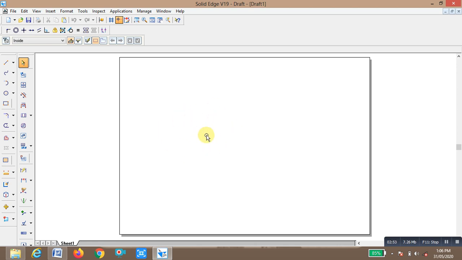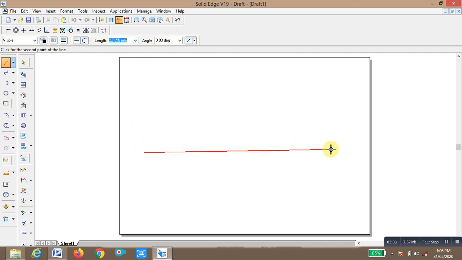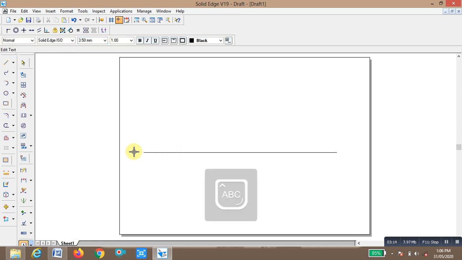First we select the line thickness, 0.13. Here draw the line XY, then go to text and write X and Y. Above the XY line is VP, and below the XY line is HP, because we are going to draw it in first angle projection. Always VP is above the XY line and HP is below the XY line.